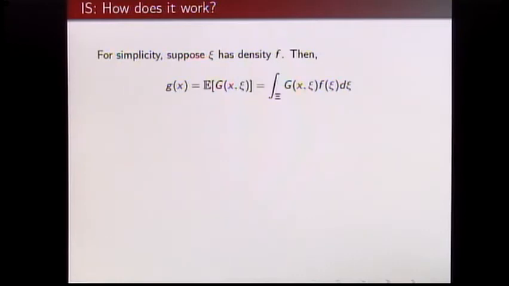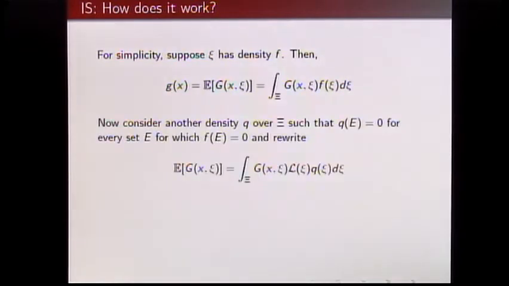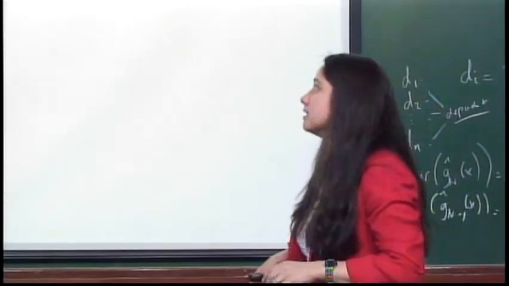So how does it work? Suppose it has a density. It could have a probability mass function, or it could be more general; you can use the Radon-Nikodym derivative. But let's say, just for simplicity, density. It works in other cases too. So my expectation, I write it as this integral over the capital C here. And then, instead of using this density of C, I want to maybe use another density that puts a lot more mass, or likelihood, over the region that I want to estimate.